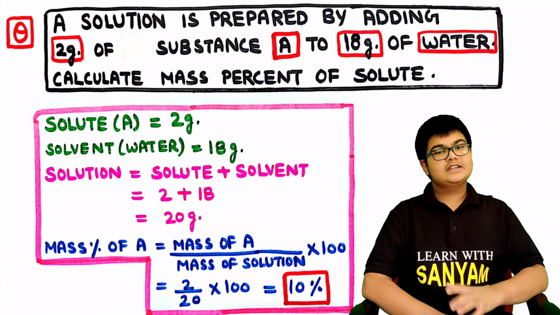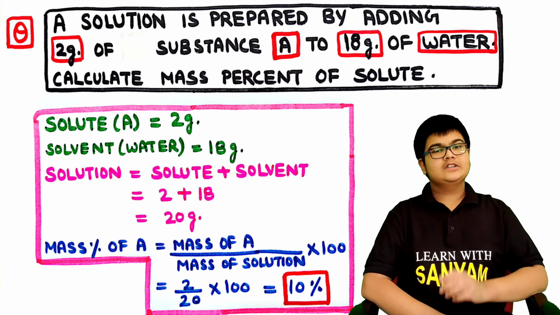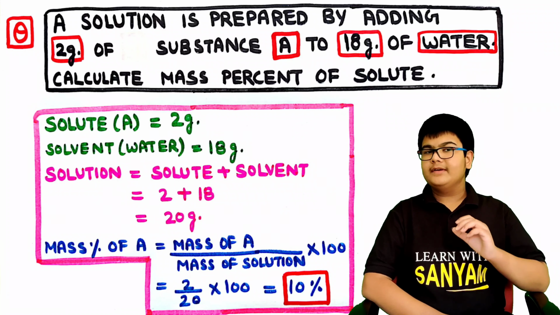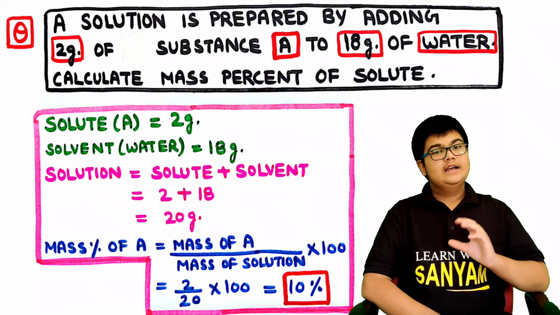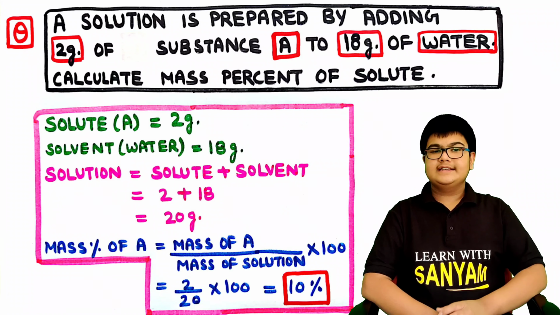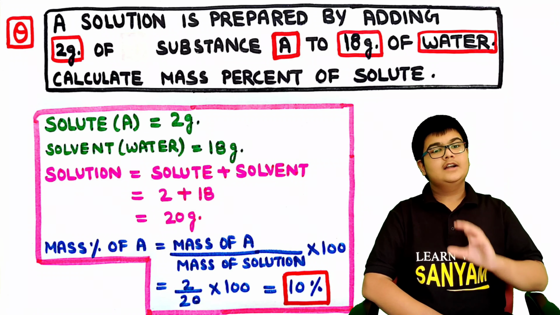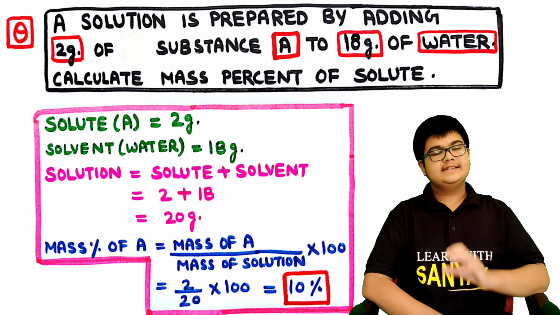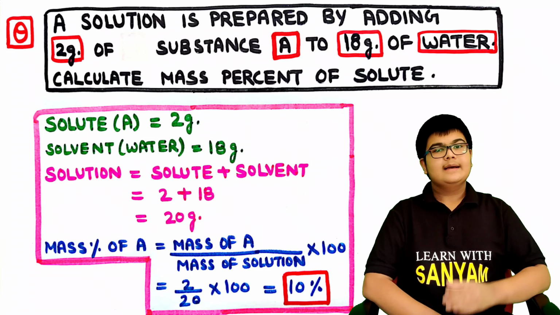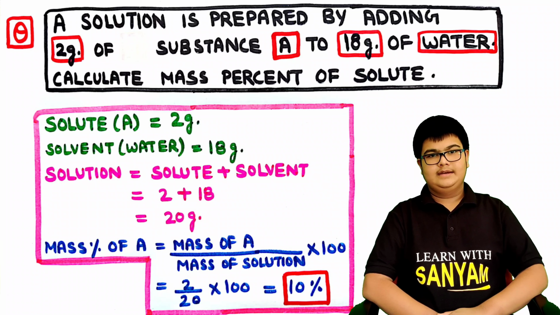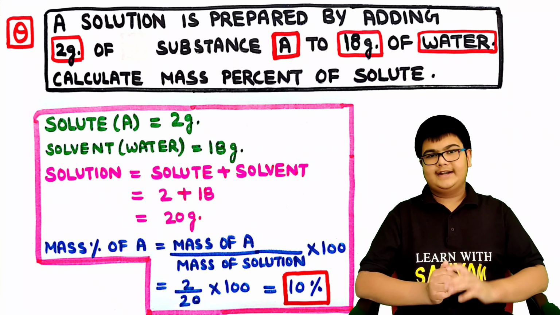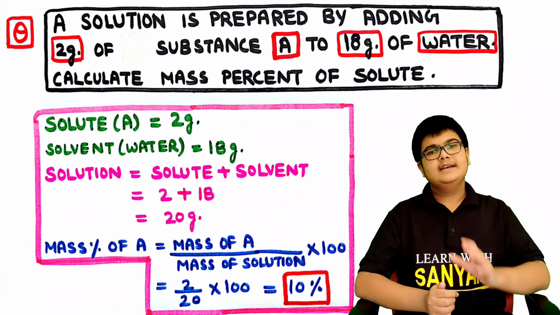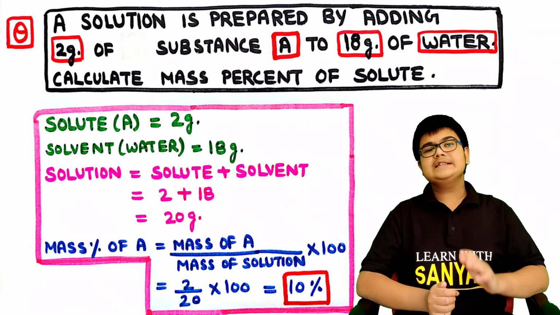The question says that a solution is prepared by adding 2 grams of substance A to 18 grams of water. Calculate the mass percent of the solute. In this case, you can see that the solute is substance A and its mass is 2 gram. So mass of solute is equal to 2 gram. Similarly, the solvent is water, so mass of solvent is equal to 18 gram. Now there is a relation between the mass of solution, solute and solvent. That is, mass of solution is equal to mass of solute plus mass of solvent.